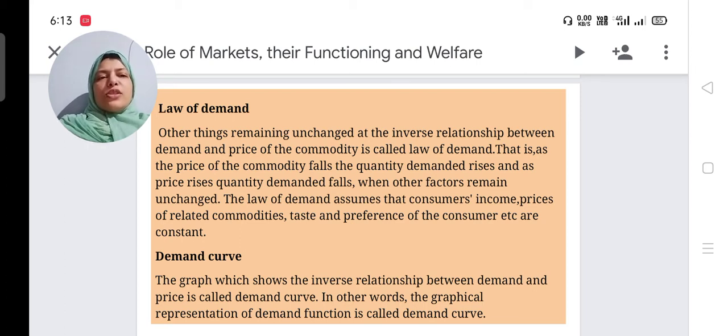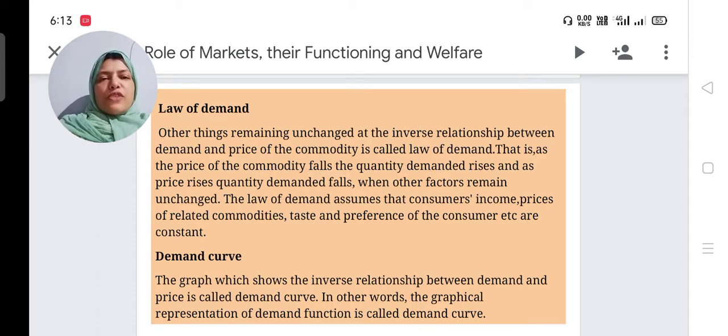That is, as the price of the commodity falls, the quantity demanded rises, and as the price rises, quantity demanded falls, when other factors remain unchanged. The law of demand assumes that consumers' income, prices of related commodities, taste and preference are constant. Constant means no change. So, law of demand states that other things remaining unchanged, there is an inverse relationship between demand and price of the commodity.